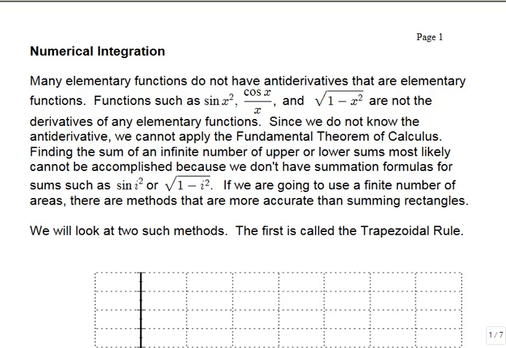If we are going to use a finite number of areas to get an approximation, then there are methods that are more accurate than just using typical rectangles. So we're going to learn two methods today that will approximate the area under a curve when our typical methods like using the fundamental theorem of calculus don't work. The first method that we're going to look at is called the trapezoidal rule.